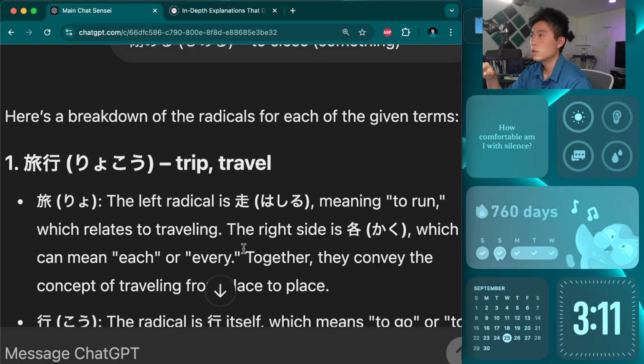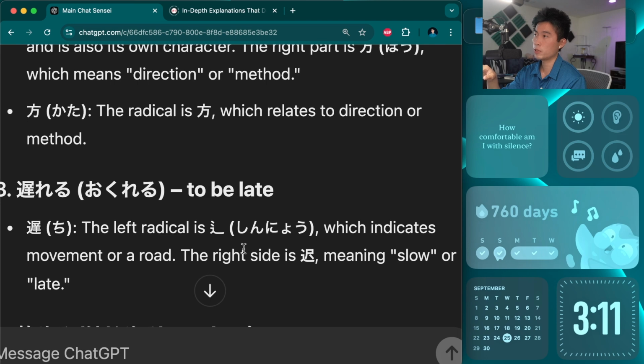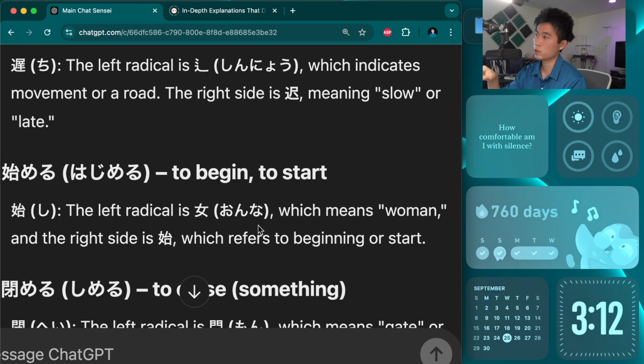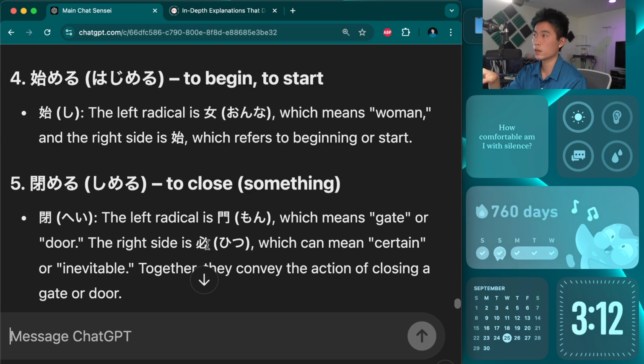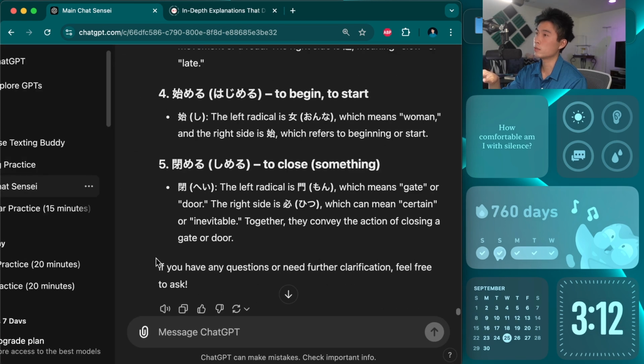Okay, ryo. The left radical is, oh man, it's doing some weird stuff again. Okay, well, let's look at the other stuff that could potentially be correct. Indicating movement, okureru, right side. Okay, onna, which means woman. To close, we have mon, and then yeah, this is so strange. I don't understand why they're giving such random stuff.